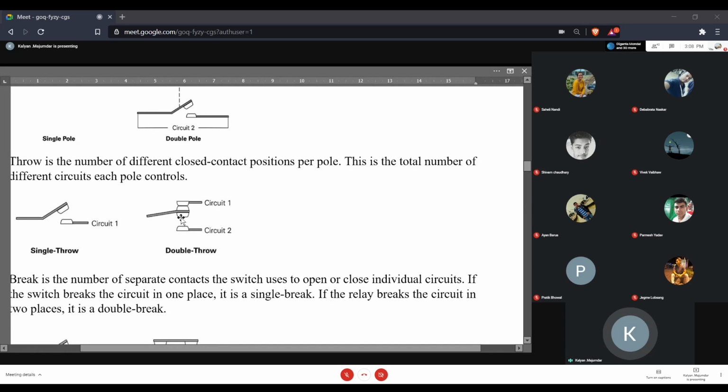So this is what is throw and this is what is poles. Poles is the number of movable parts that you have in this particular switch, and throw is, for each movable part or each pole, the number of different electrical circuits that it can connect to. If it connects to two circuits, it's double throw. If it connects to a single circuit, it's single throw.